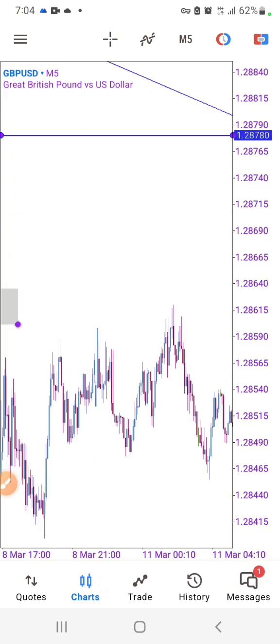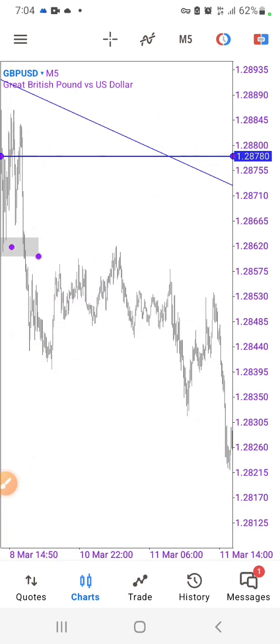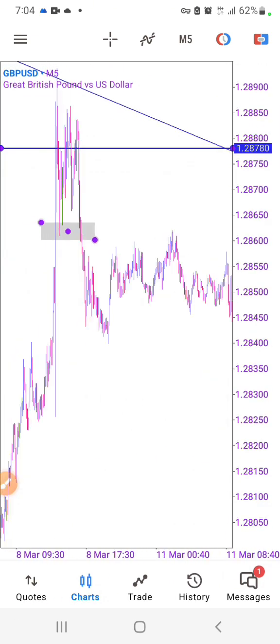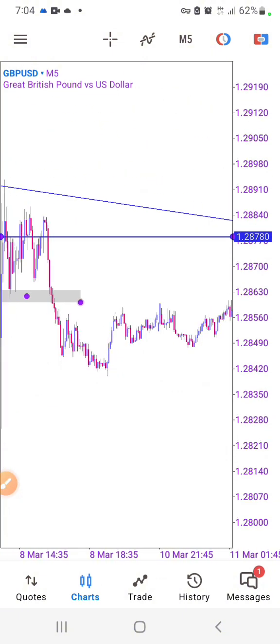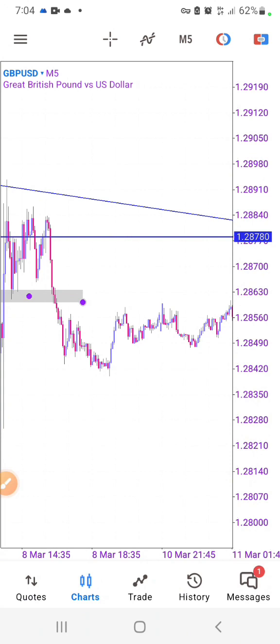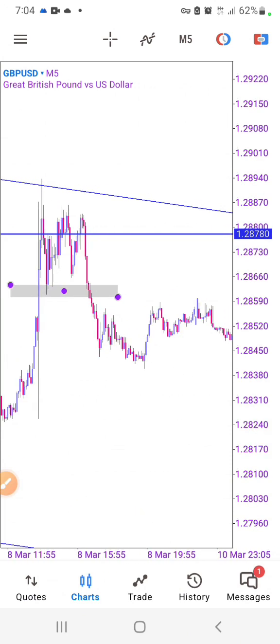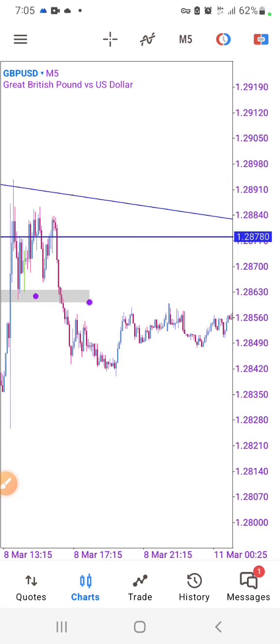So let us see what happened. Did the market come back or did it not come back? The market didn't come back to mitigate our order block. So you keep that in mind, and you keep tracking. By which means that it is pending. What we have to do is find another structure.